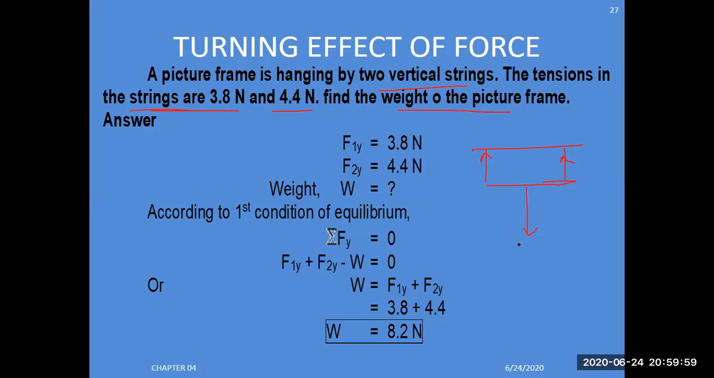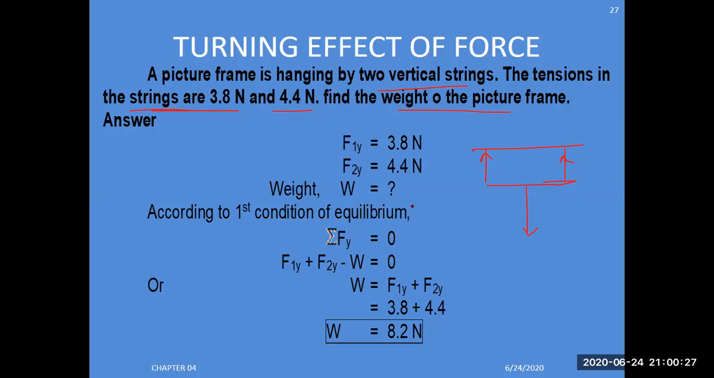So you are asked to calculate the weight of the picture frame, given the tension in the strings. Here the picture is hanging. On one side the tension is 3.8 and on the other side it is 4.4. There will be a total of these two. The weight is acting in the downward direction. Tensions are acting in the upward direction. At the end, what is the end product?